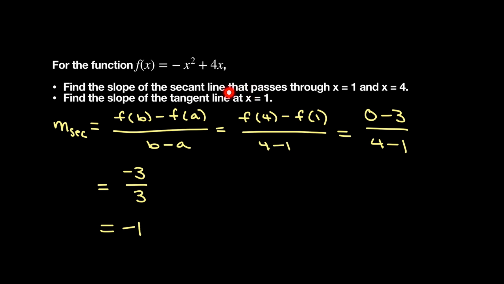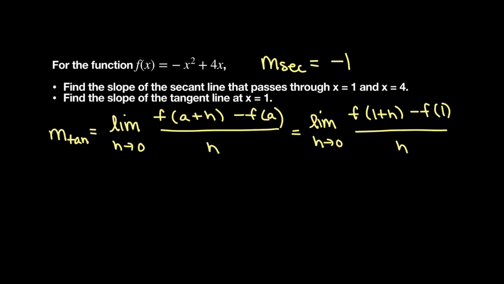So the slope of my secant line, or the slope of a line that passes through the graph of f of x equal negative x squared plus 4x, and passes through x equal 1 and x equal 4, has the slope of negative 1. Now if I want to find the slope of the tangent line, I'm going to have to use this limit definition. I'm going to take f of a plus h minus f of a, that's my change in y, divided by h, that's my change in x, and I'm going to let h go to 0.